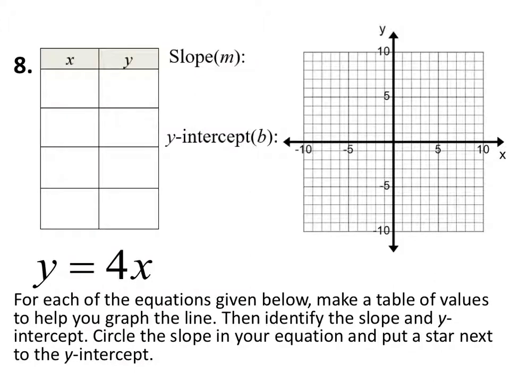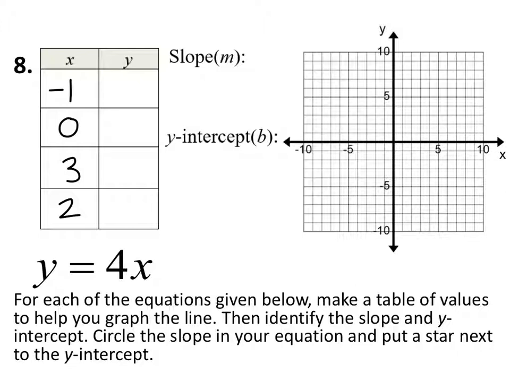Here's the next one, same idea. We want the slope and y-intercept identified. So fill out the table and the graph, and then circle the slope and put a star next to the y-intercept in the equation. Take 1 minute to do that with your neighbor. Alright, you guys tell me what values you want for x on this one. And these don't necessarily need to be in order like that. But this will work just for now.